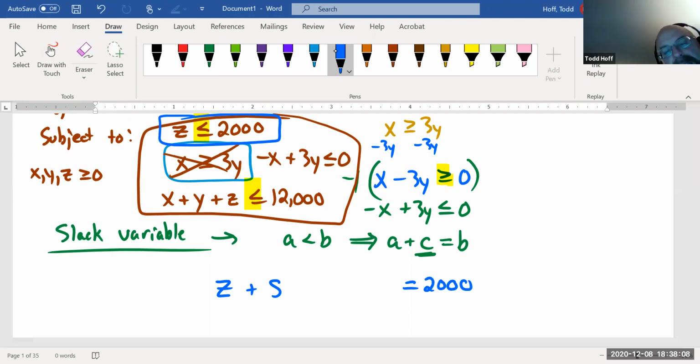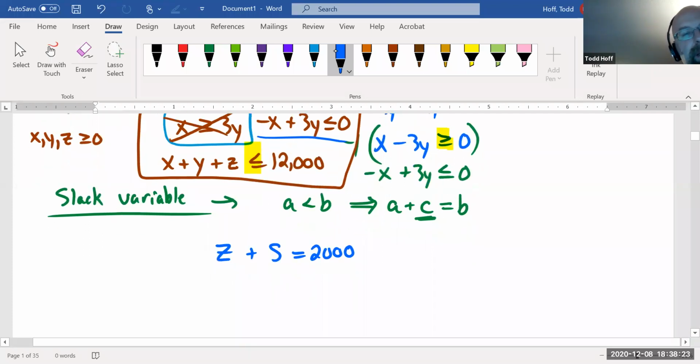Now I'm spacing this out for a reason. We won't do that yet. We'll do the spacing later. Z plus S equals 2,000. The next inequality here, negative x plus 3y. We'll keep them close together again.